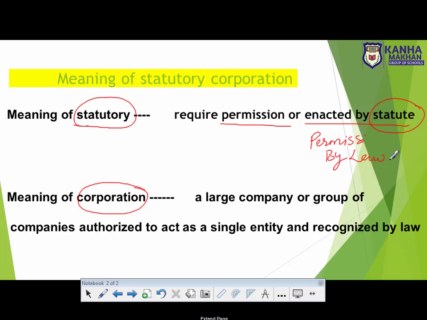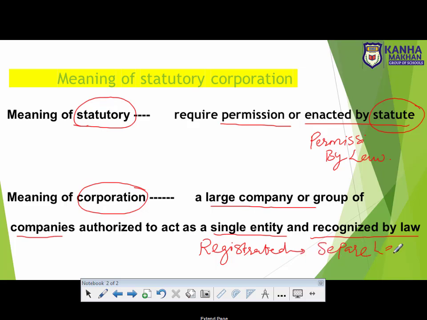Coming to the meaning of corporation. What is the meaning of corporation? Corporation is a large company or a group of companies which is authorized to act as a single entity, and it is recognized by law. Single entity means it is actually registered, and due to registration they get the feature of separate legal entity. So this is the meaning of corporation.